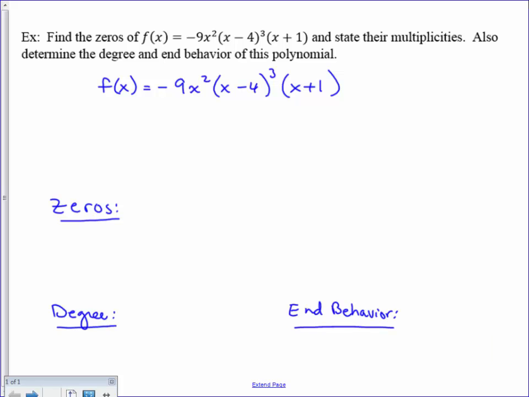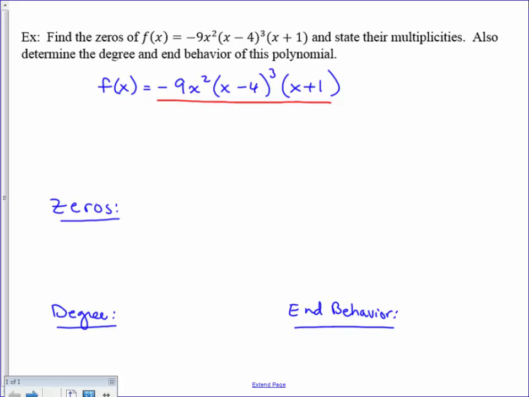In this example, we have been asked to find the zeros of this polynomial function and state their multiplicity. We have also been asked to determine the degree and the end behavior of this polynomial. Now, first of all, notice that this is kind of a special problem because the right-hand side is already in factored form. I don't need to multiply everything back out because that would be going in the wrong direction.